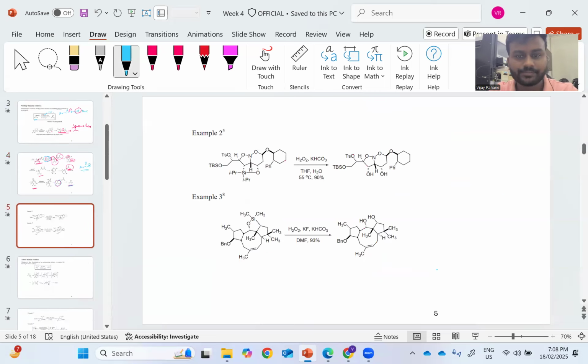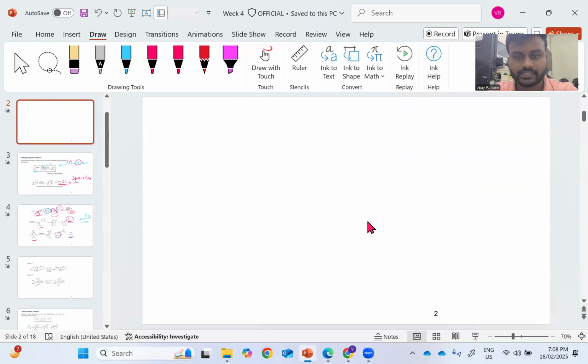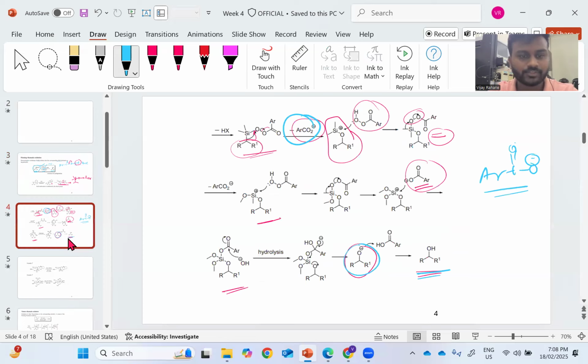But if you look at the utility of this reaction, the steps involved are HF, followed by the peracid, and then hydrolysis. We get from the alkyl silane to alcohols. So this reaction is useful for the formation of alcohols.